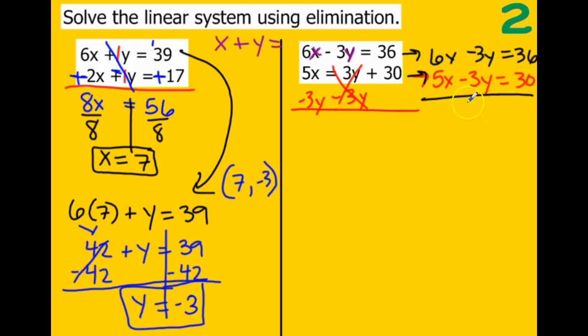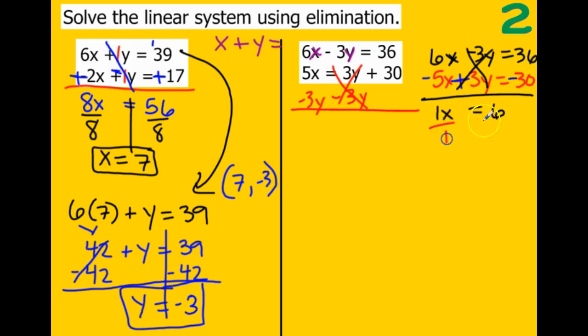Now I see that the y's have the same number 3, but they're both negatives. And we don't want that. We need one to be a positive, so I'm going to subtract instead of add. So this becomes a negative 5x. This negative becomes a positive, and this 30 becomes a negative. So combine them, 6x minus 5x gives me 1x, or just x. 3 minus 3 eliminates, and we have 36 minus 30 is just 6.